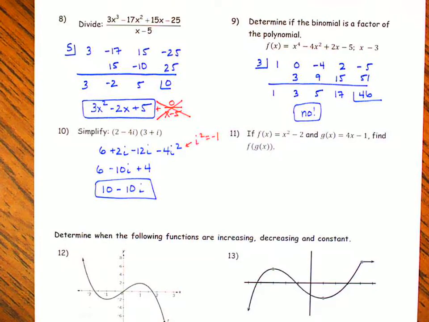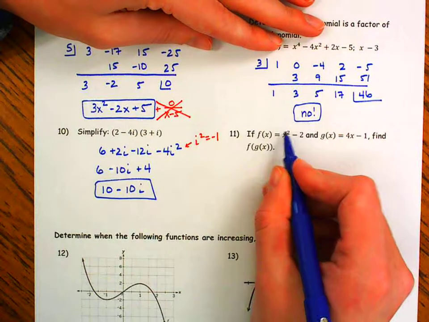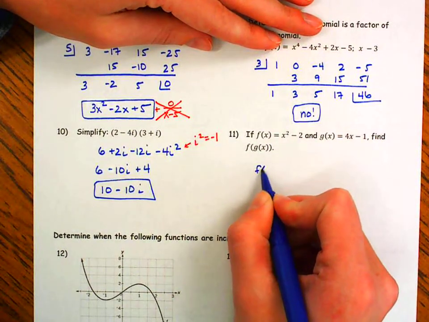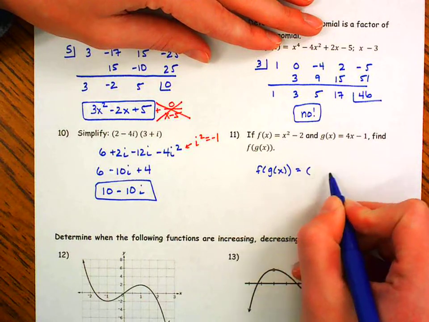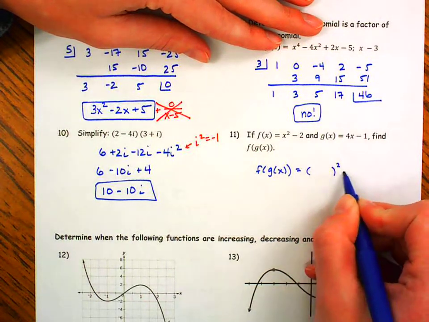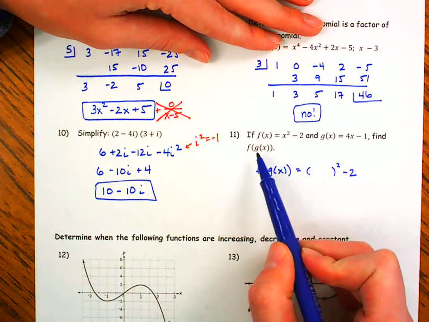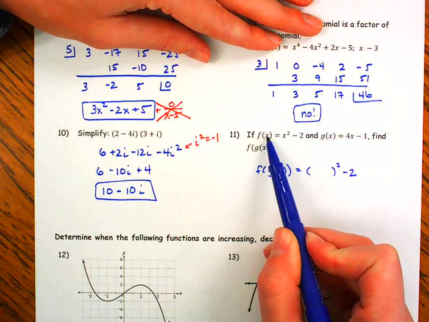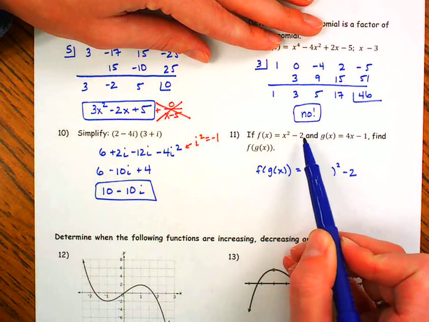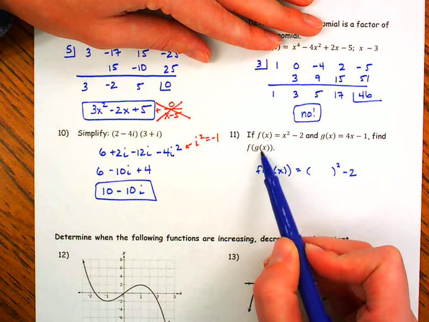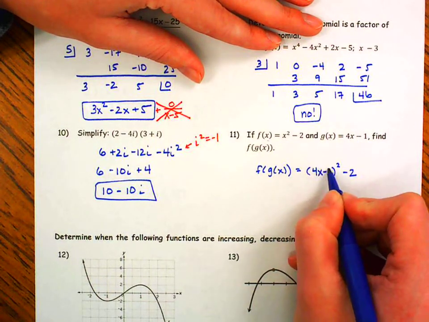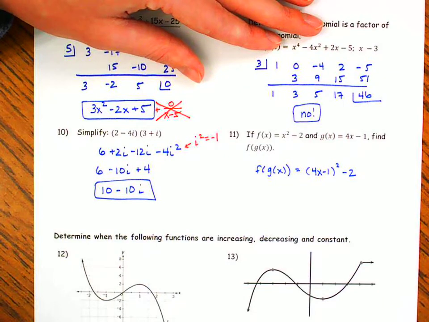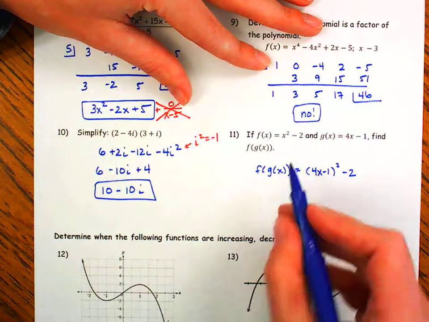For number 11, we want f of g of x. f is the outer function. Well, f is something squared minus 2. That's the function. It's saying whatever I plug in for x, that's going to get squared, and then I'm going to subtract 2. Well, what are we plugging in for x? We're plugging in g of x. So g of x is going to get plugged in here. So that is f of g of x. This is a good answer.